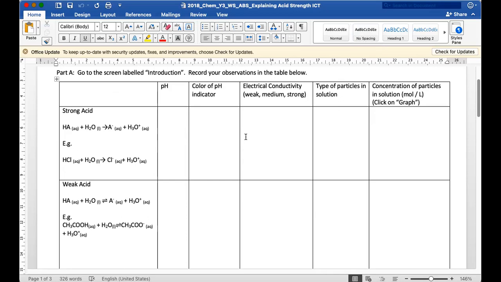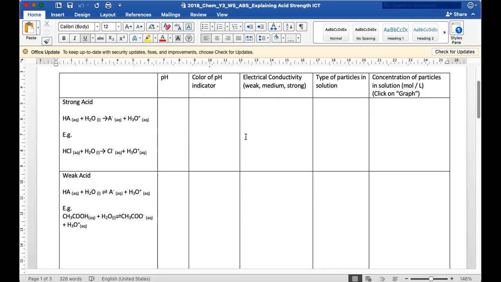There are two parts, part A and part B. Part A requires students to use the animation that I'm going to show later to differentiate between strong and weak acid in terms of pH, color of pH indicator, electrical conductivity, the types of particles in solution, and comparing the concentration of particles in solution based on the graph. So they can also see the difference between the concentration of acid versus the concentration of the ions. They're actually not the same, but some students assume them to be the same, which can be captured through this activity. Okay?